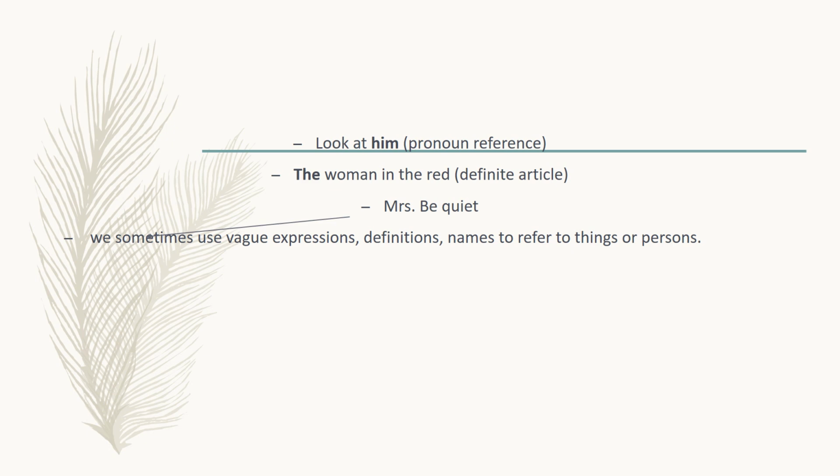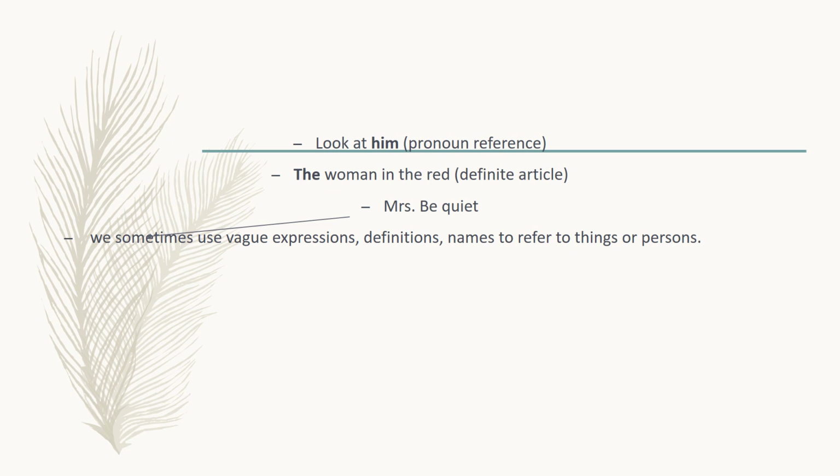See, look at him. Here, him is used as what? A pronoun reference. The woman in the red, there, definite article. I referred to a specific person. So now you know who is the woman I'm talking about.